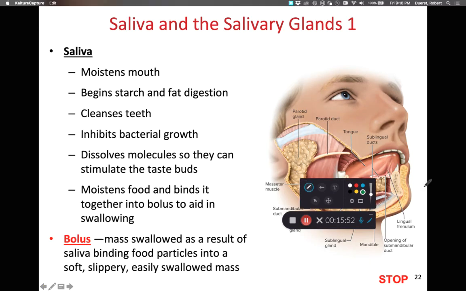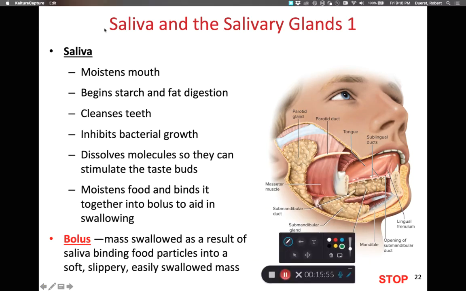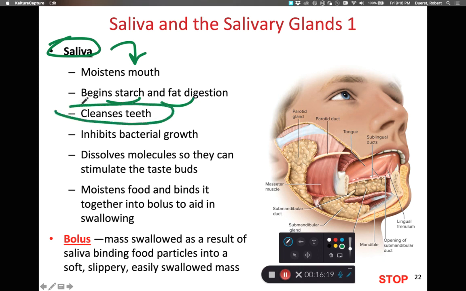As we look at the salivary glands, our salivary glands make saliva. And the purpose of saliva primarily is to moisten our mouth. We need a moist mouth to help us masticate our food and to keep our oral hygiene high. Saliva actually has quite a few antimicrobial compounds within it. Our saliva contains digestive enzymes to help us begin starch and fat digestion chemically. Our saliva cleans our teeth, and it will also inhibit the growth of bacteria.